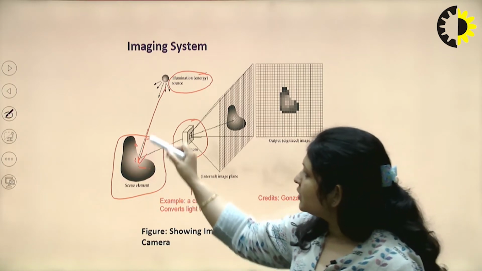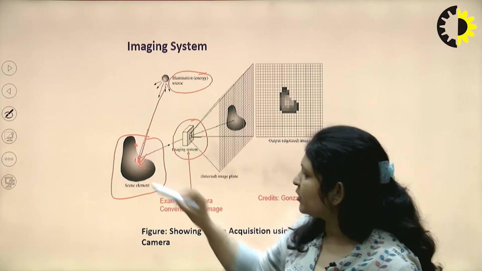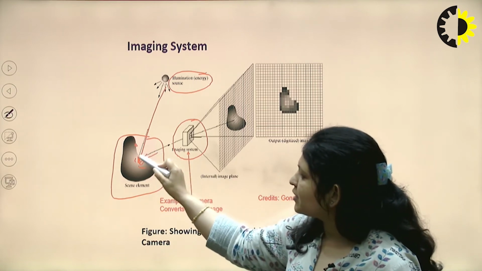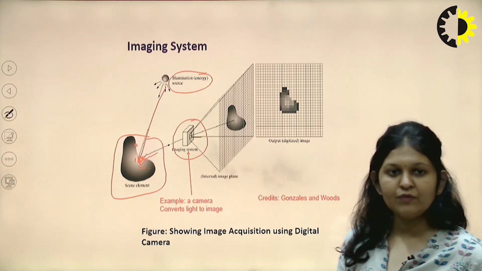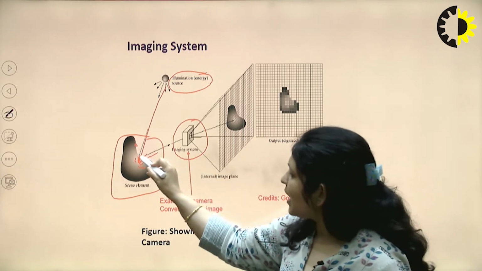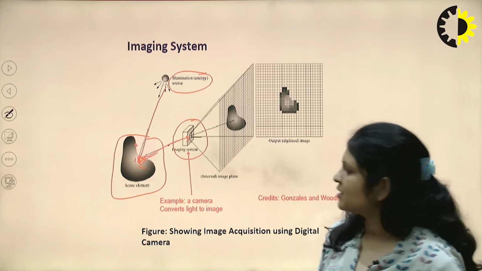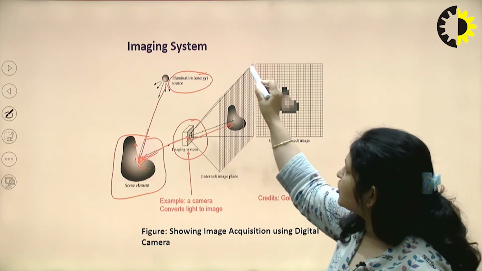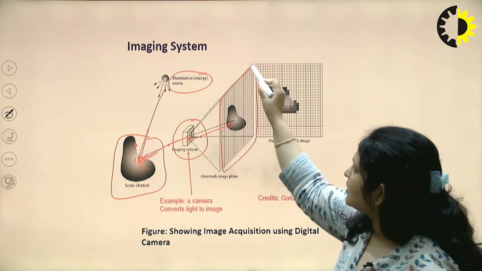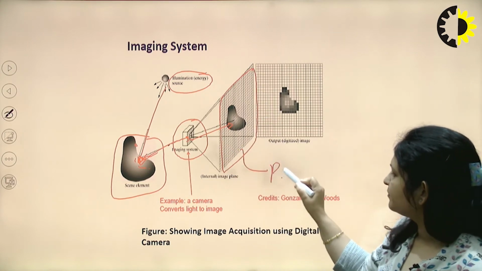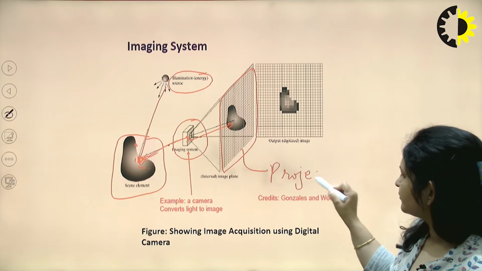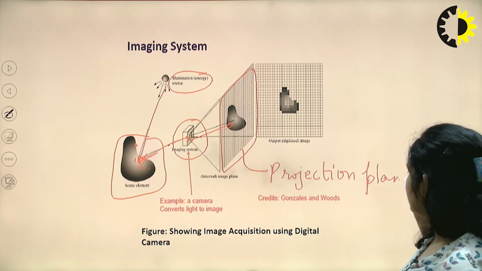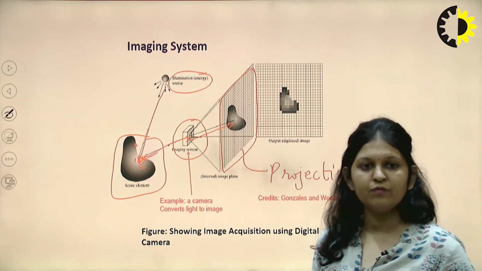The rays that are falling on this particular object would be reflected from the surface of the object. The light would be reflected and would pass through the lens of the imaging system, and this would go and strike onto the position that is called the projection plane. Projection plane is the place where the image would be formed.